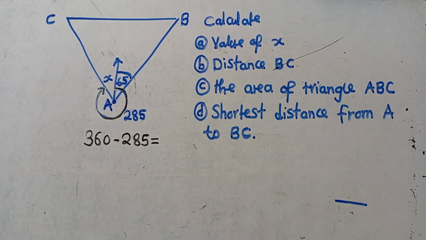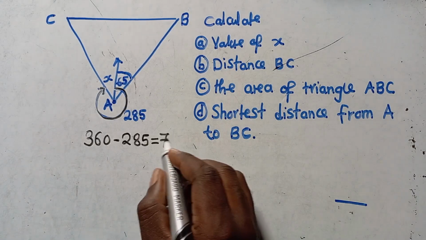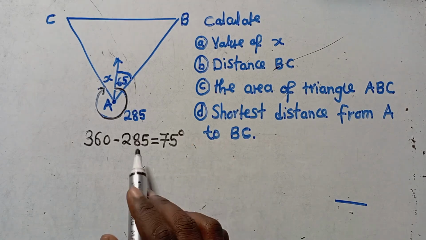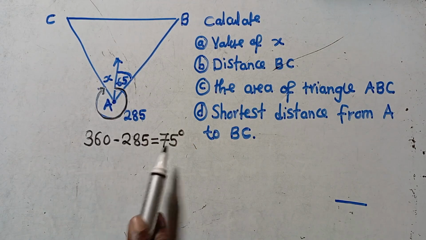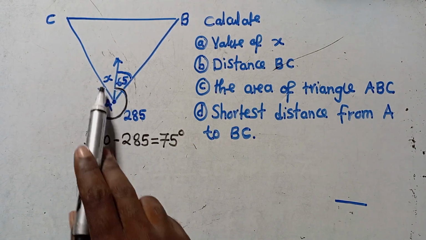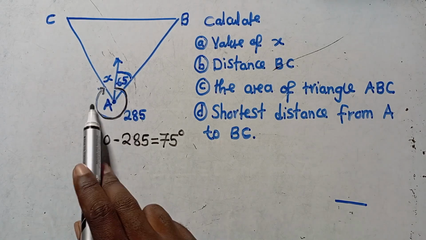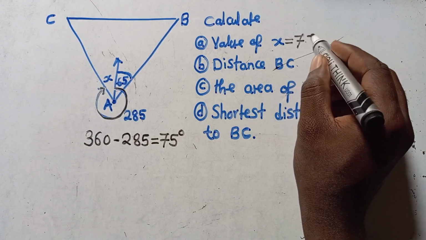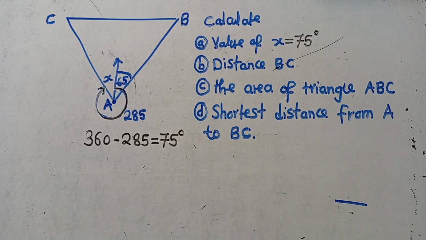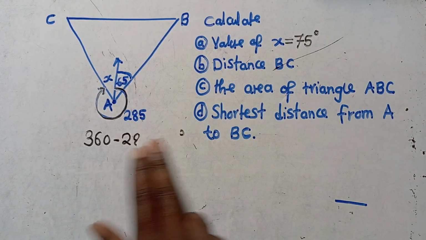So when you say 360 minus 285, what answer are you getting? The answer that we are getting is 75. So we put our 75 degrees there, meaning this is the same 75 that is there, such that if you add 285 plus 75 to cover up this distance, you make a complete turn. So this is to tell you that the value of x there is 75 degrees. That's how we get to answer this particular question. We are done with that.